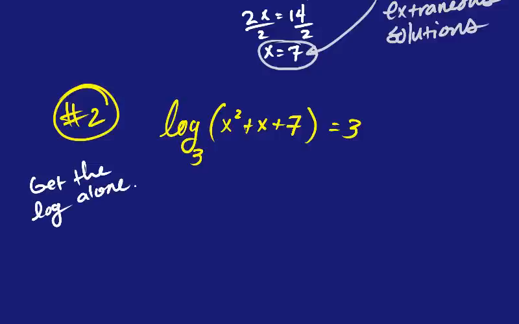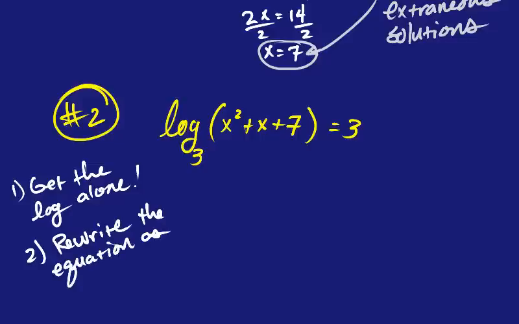Not sure how many problems you'll see where it's not alone, but if you see maybe a +2 somewhere outside, or maybe you have a 2 like that, you'll want to get rid of that by normal algebra stuff, but the stuff on the inside you can't touch. So there's our logarithm by itself. What we're going to do after we get the logarithm alone, second thing, is rewrite the equation as an exponential.